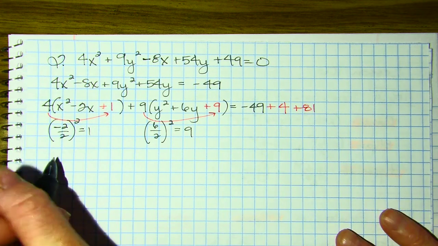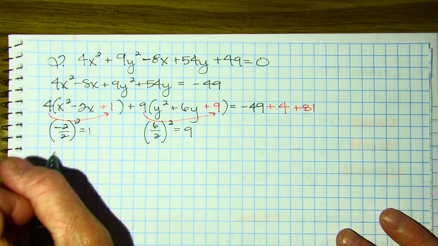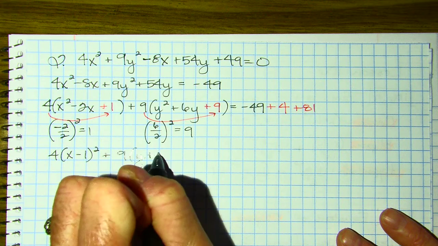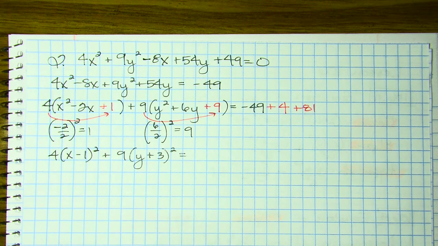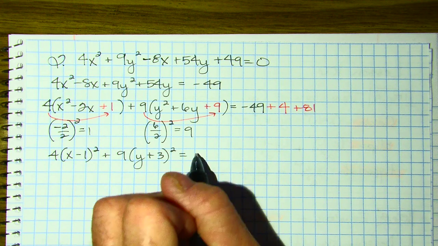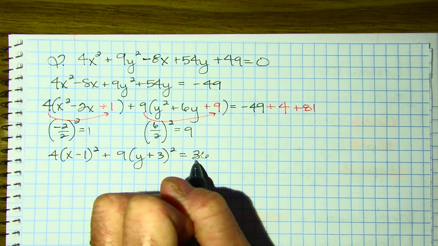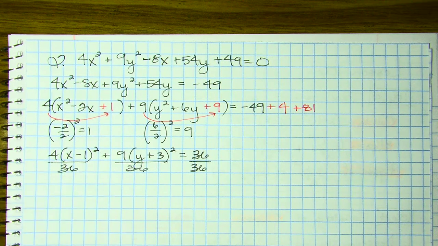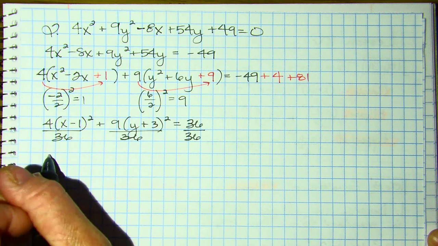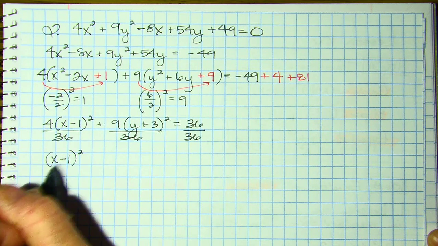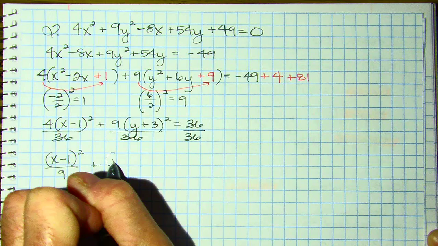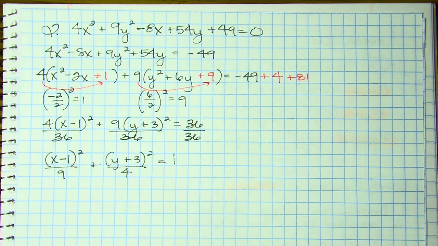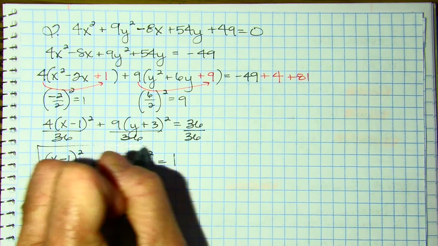Okay, now let's factor. So I have 4 parentheses x minus 1 squared plus 9 parentheses y plus 3 squared equals 85 minus 49, which is 36. And then to make this equal 1, I'm dividing everything by 36. So final form in standard is x minus 1 squared over 9 plus y plus 3 squared over 4 equals 1. So here is my standard form.